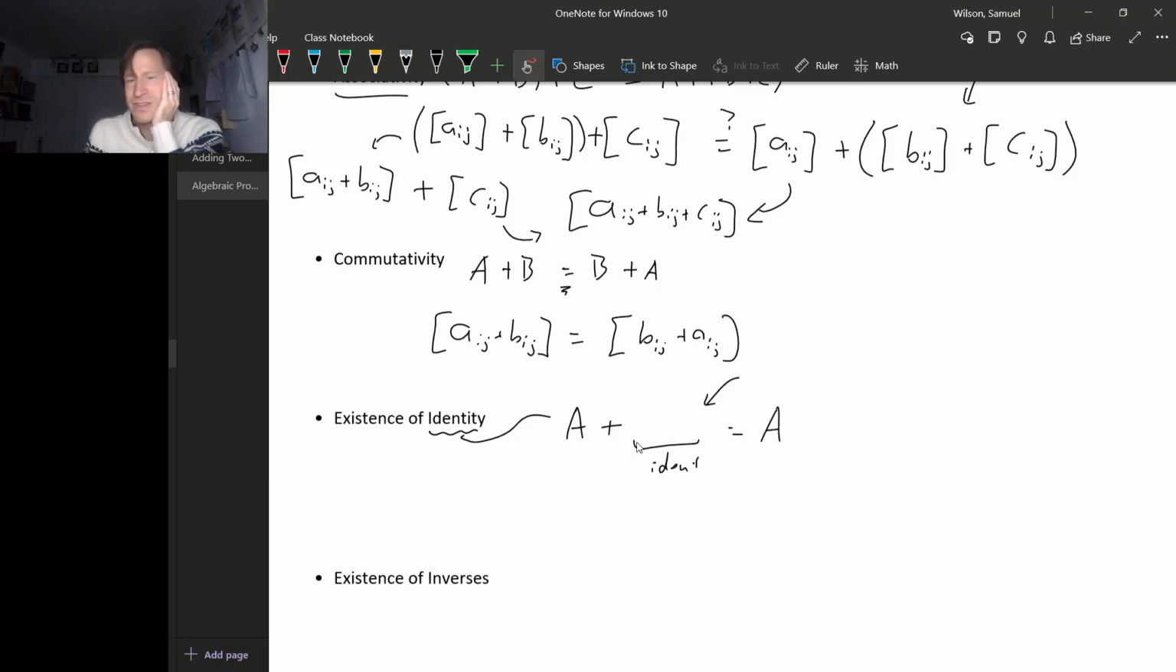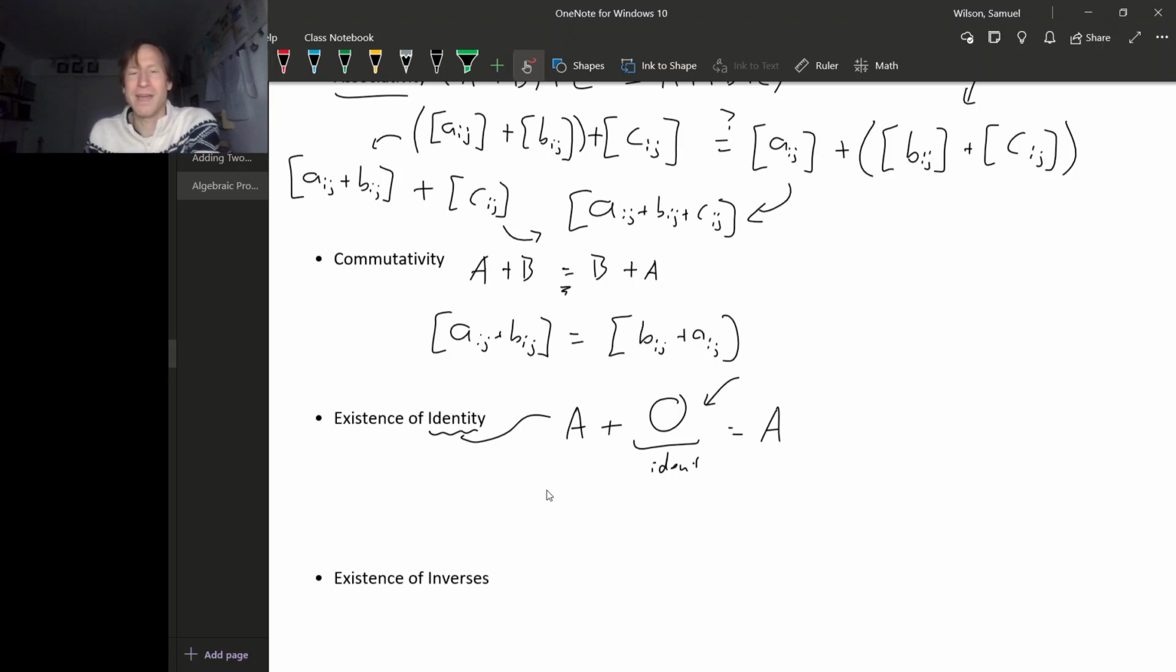And if we were talking about real numbers instead of matrices, you would probably recognize that what we're looking for here is just 0. Well, what is 0 when we're talking about matrices? It's the 0 matrix of that size. So you might guess, well, maybe the identity for matrix addition is just the 0 matrix of the appropriate size.